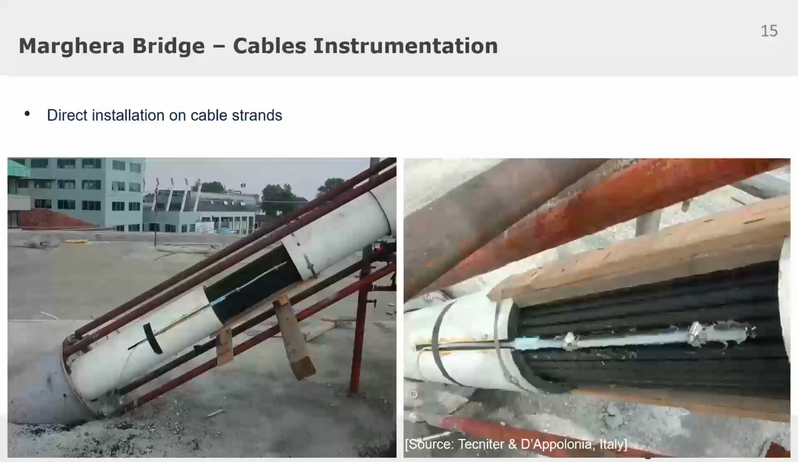So here the deformation sensor of base length of 25 centimeters was installed on the strand of each stay cable to monitor strain variation of each cable and to detect anomalies that may indicate malfunction. The sensors were easily affixed directly on the strand using steel clamps, and the protecting coating was actually restored after the sensors installation.